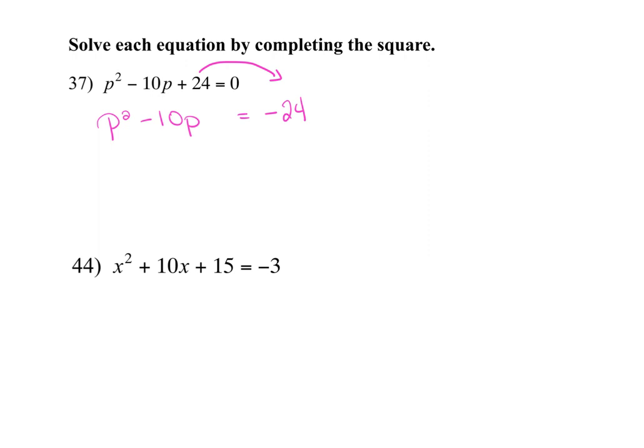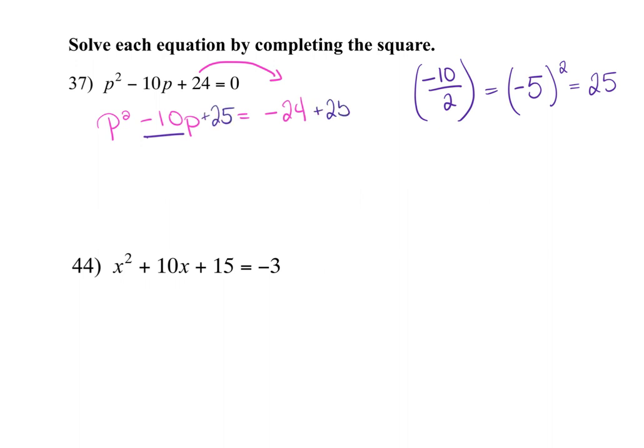All right? And then I'm going to take that middle number, that b, and I'm going to cut it in half. That is going to give me negative 5. This negative 5 tells me how I'm going to actually factor, right? But to tell me what's going to add to both sides, I have to square it. All right? So I have to square it. So I end up adding 25 to both sides. All right?